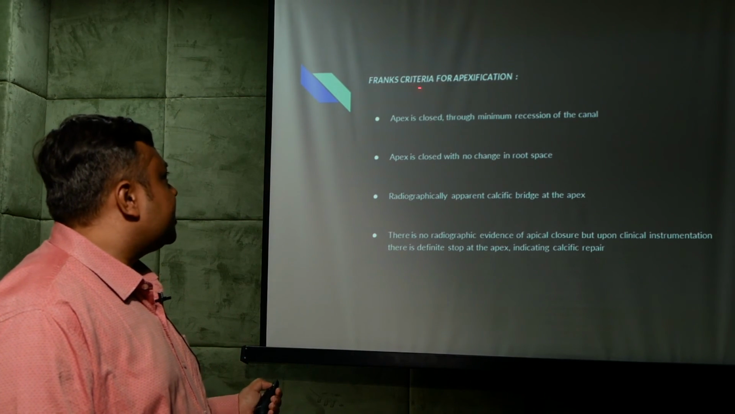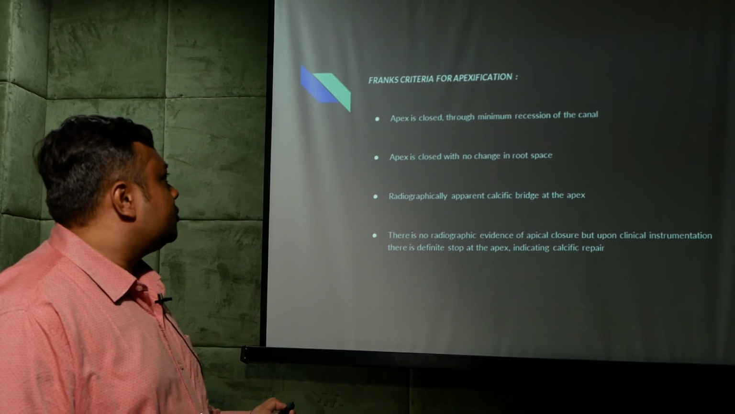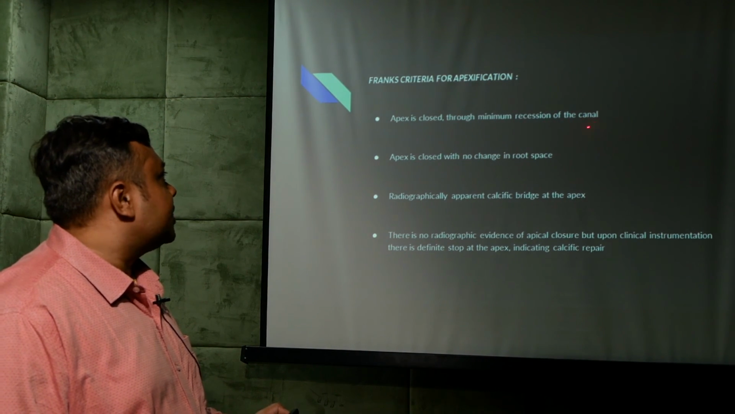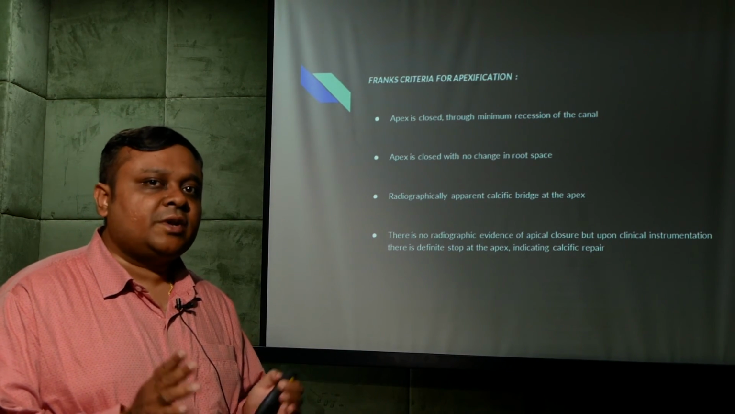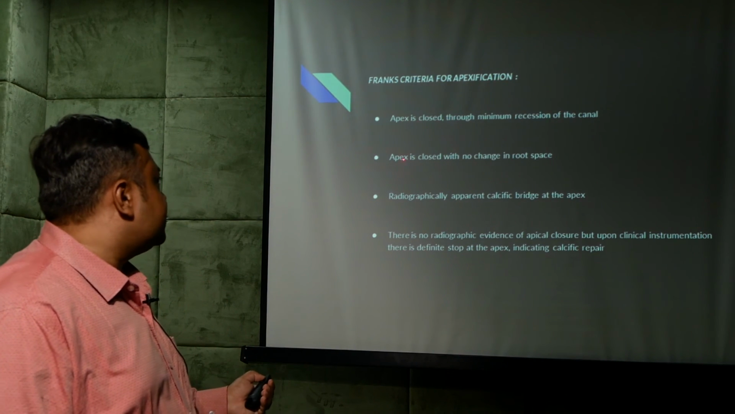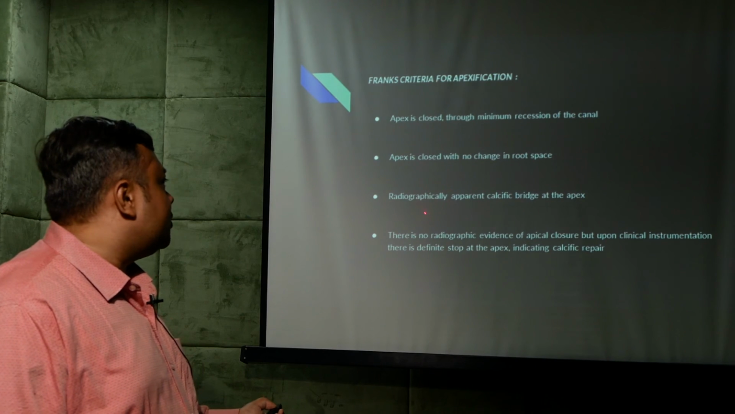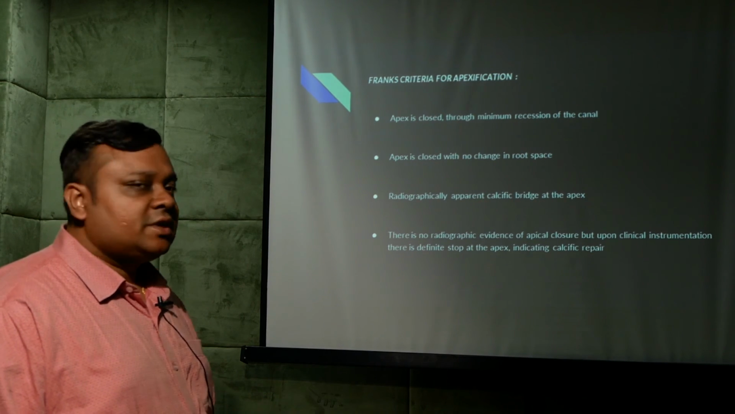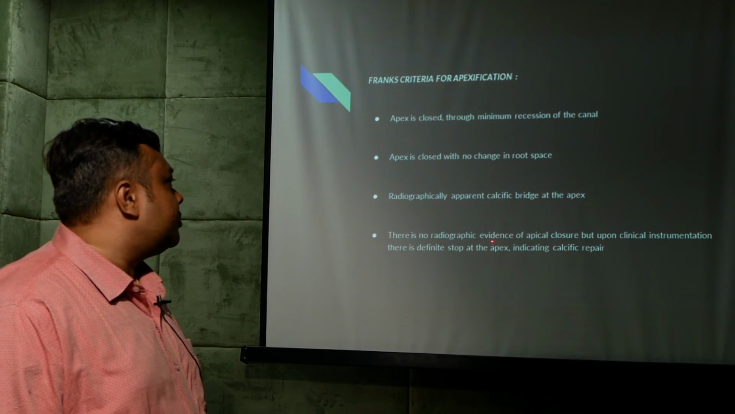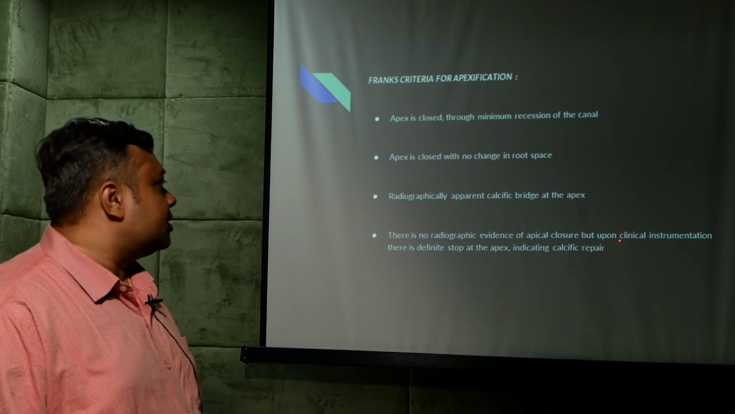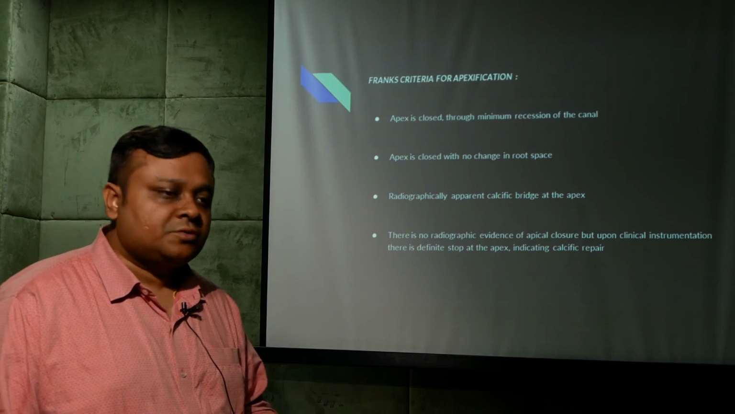These are the certain criteria for the success of the apexification. First, the apex is closed with minimum recession of the canal, that is the canal width is maintained but the apex is closed. The second is the apex is closed but no change in the root space. Third is radiographically we can see a calcific bridge formed at the apex. And finally, there is no radiographic evidence of apical closure, but clinically a stop is felt at the apex against which obturation is done.